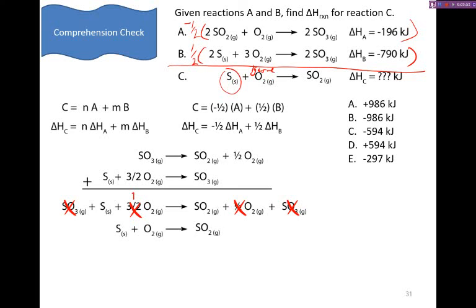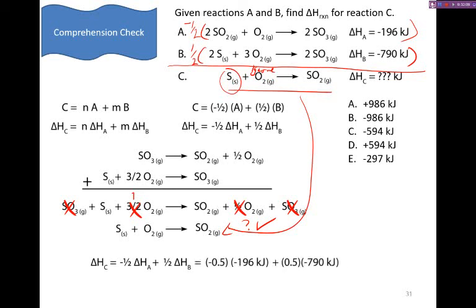Then we can rewrite that as sulfur plus oxygen yields sulfur dioxide. Check to make sure that that matches our desired equation. And it does. So then we multiply the enthalpies appropriately and solve.